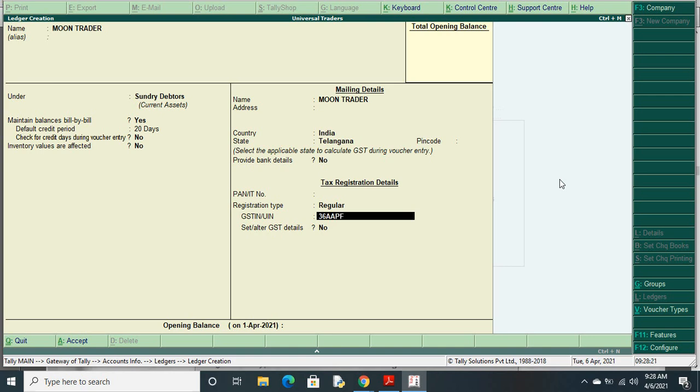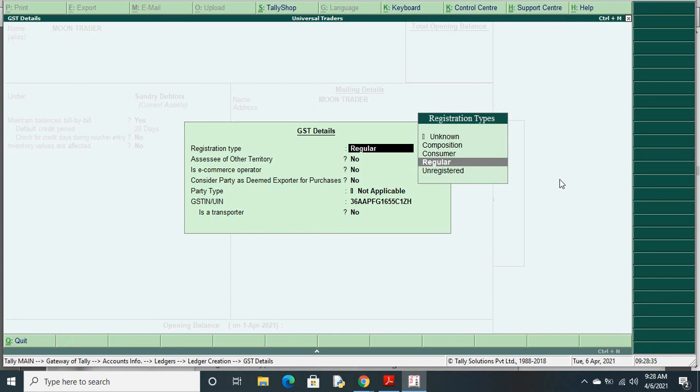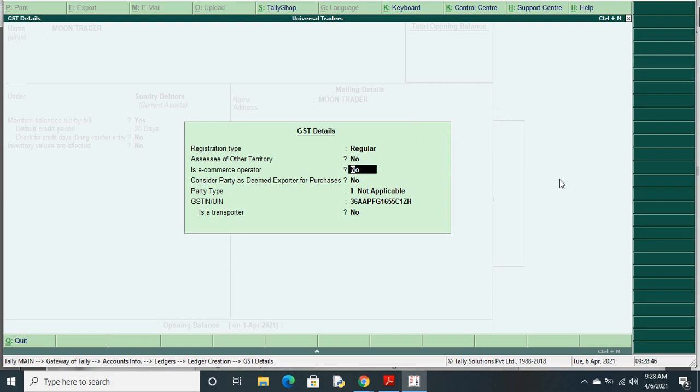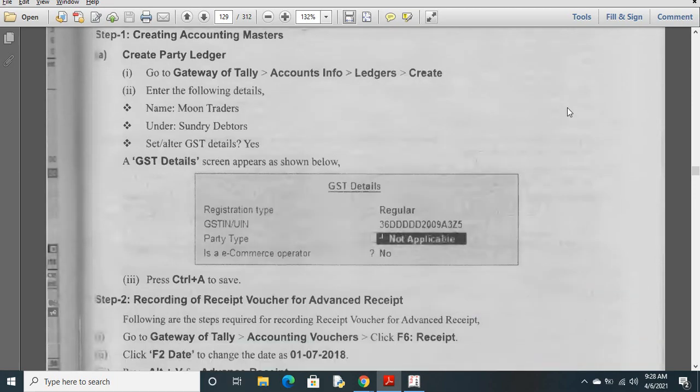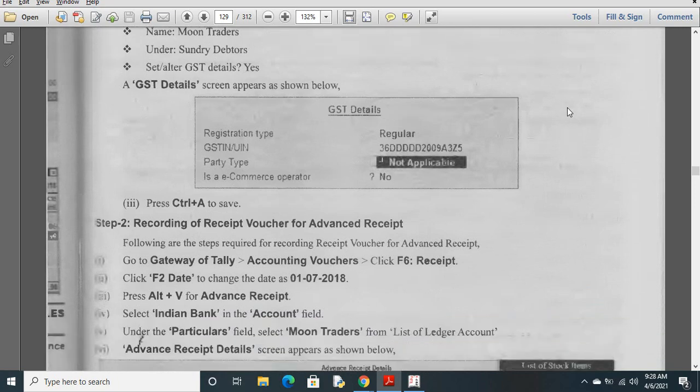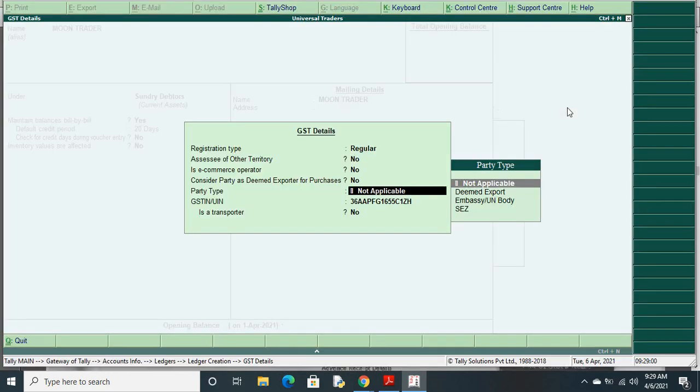36 AAPF G1655 C1Z H. Yes. Now he is a regular dealer. Enter, enter, enter, enter, and party type is not applicable.